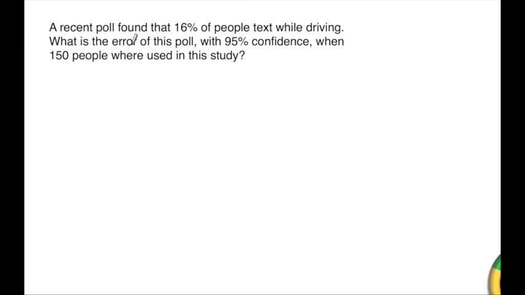So what is the error, and that's that plus or minus number, of this poll with 95% confidence? In other words, it has a 5% chance of being a little higher or a little lower than 16%. And we're going to contain it within a large interval. So when 150 people are used in the study, we're trying to find out with 95% confidence, what is the error of this poll? So the approximation formula is this.